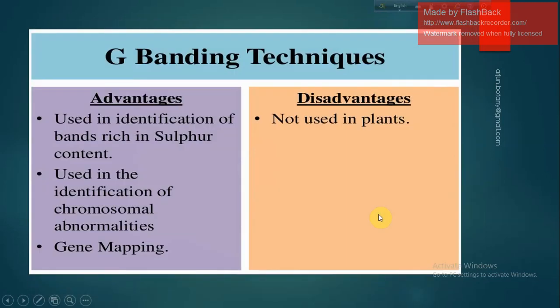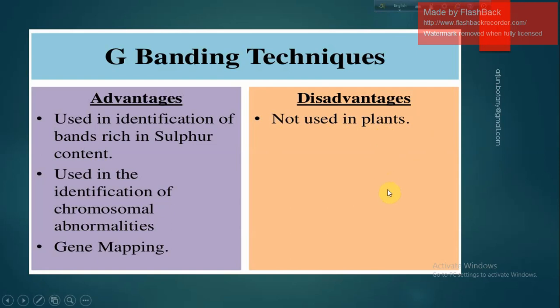Next, what are the advantages? It is used in identification of bands rich in sulfur content. This is also used in gene mapping, and this banding is very important in the identification of chromosomal abnormalities. And a disadvantage, very interesting: this banding is not used in plants.